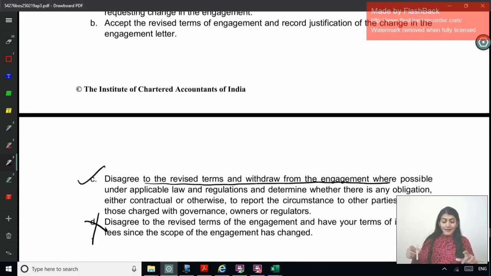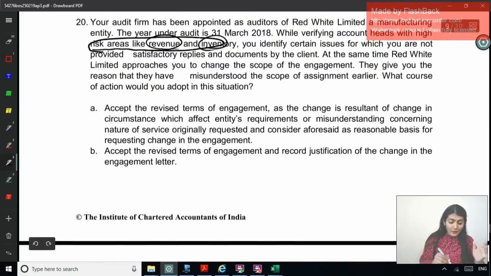So this is again our case study type. There is no question of accepting, but had we got to accept, then we would have taken the first point. But we are not going to accept the engagement.